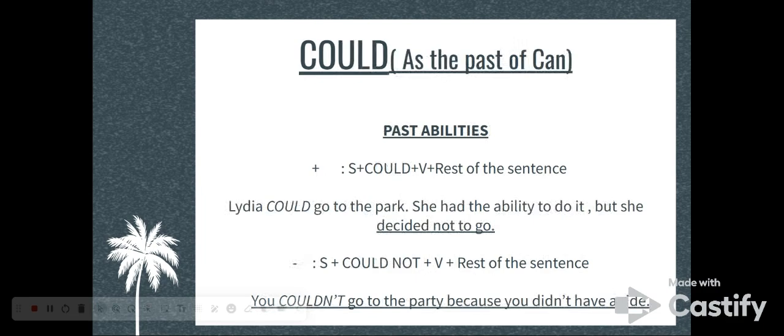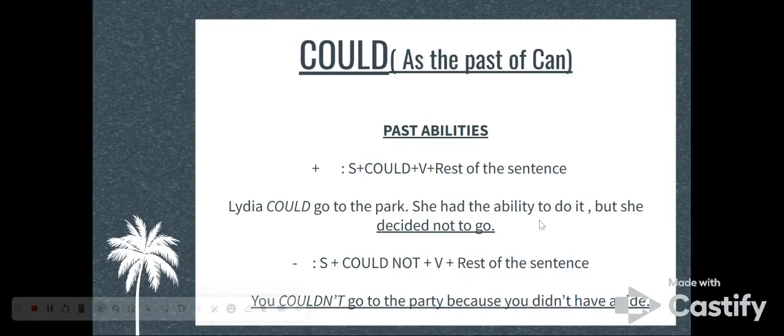Could is the past of can. Okay, so we can use could in two instances. So we'll start with the first use of could. So we use could to talk about past abilities. Okay, so the structure of the sentence with could is subject followed by could, verb, and the rest of the sentence. Okay, the example we have here is Lydia could go to the park.